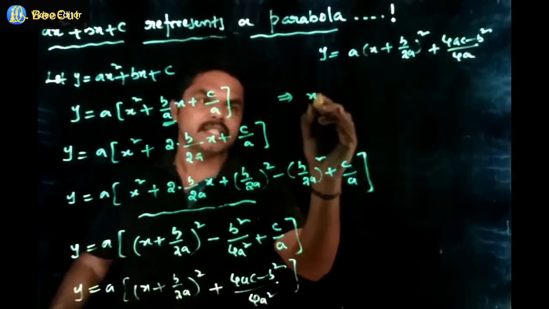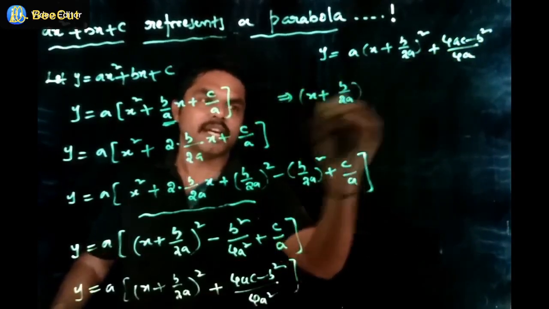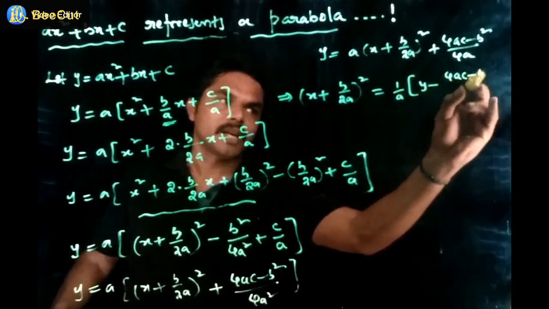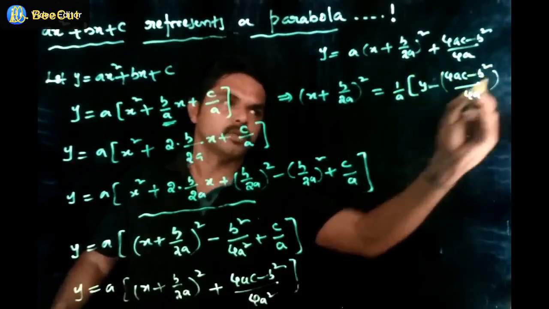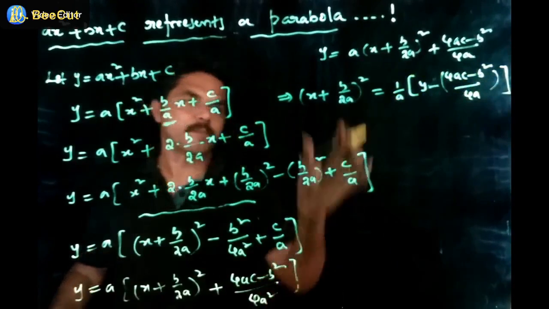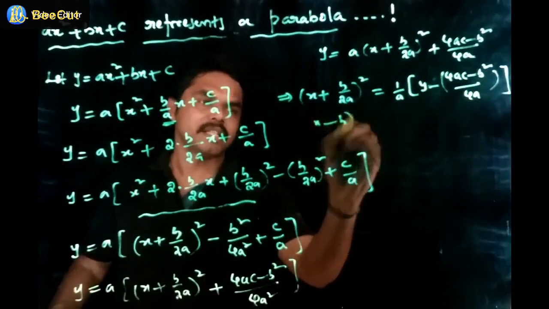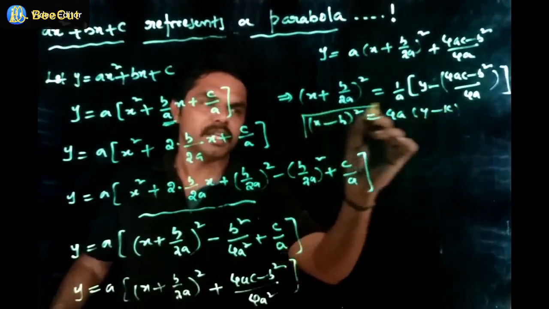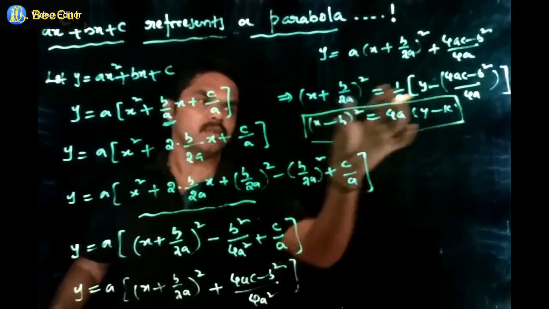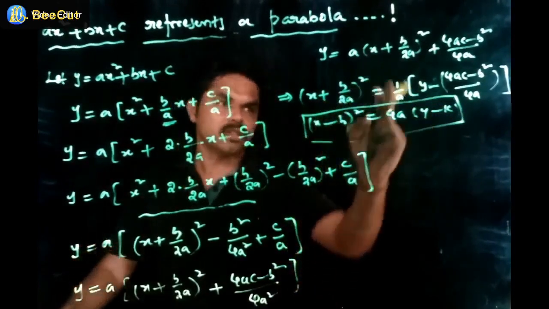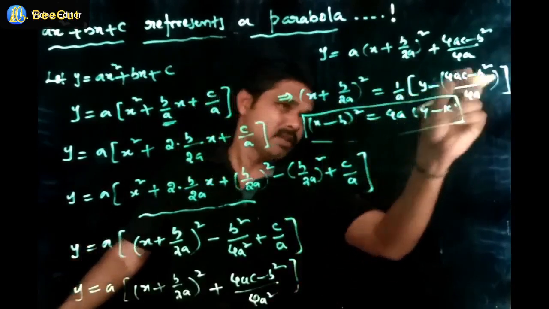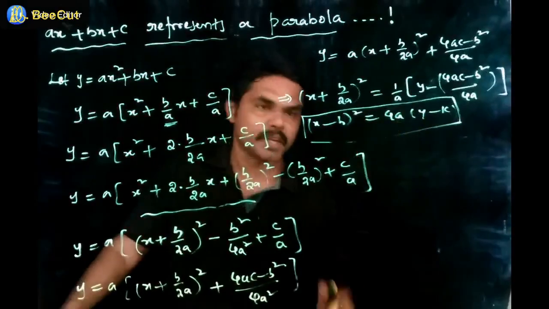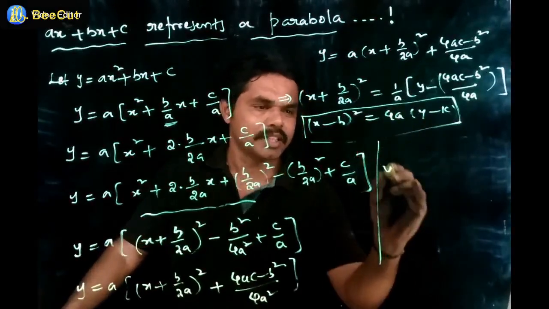We can adjust this as x plus b by 2a whole square is equal to 1 by a times y minus 4ac minus b square by 4a. So it is in the form of x minus h whole square is equal to 4a into y minus k. You can clearly observe this. The curve we got, x plus b by 2a whole square equal to 1 by a into y minus 4ac minus b square by 4a, is in the form of x minus h whole square equal to 4a into y minus k. We can easily say the vertex here.